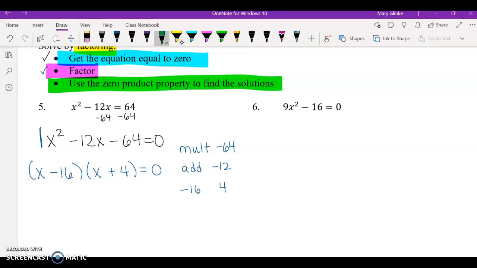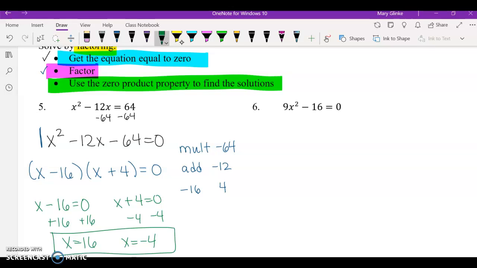Now this looks like our problems did earlier, so what we're going to do is set each factor equal to 0 and solve the resulting equation. So for this one, we would add 16 to both sides, and the other one we would subtract 4. So our solutions for this one are x equals 16 and x equals negative 4.